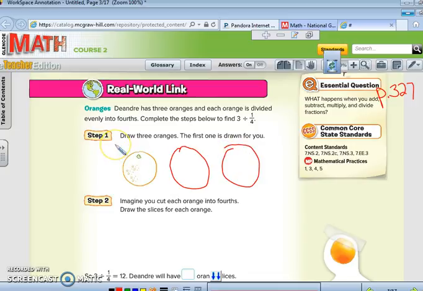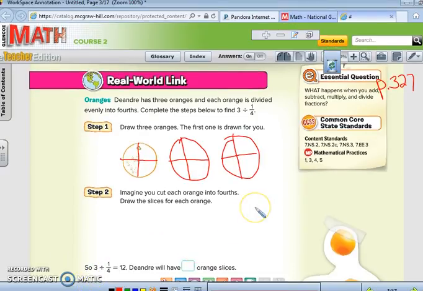And then step 2 says imagine that you cut each orange into 4s. Draw slices for each orange. So I'm literally just drawing them into 4 pieces. Now it says, so 3 divided by 1/4 equals 12.